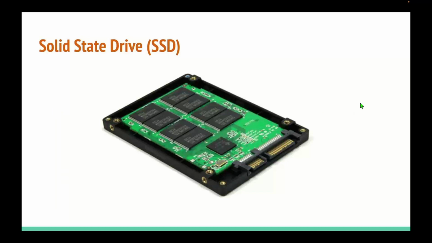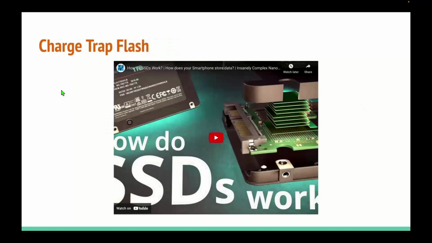So we're going to dig into how these solid state drives work. And we're going to talk about the smallest unit of work, the smallest entity within these solid state drives. They're called charge trap flashes or charge trap flash cells. So we're going to watch a minute-long video.